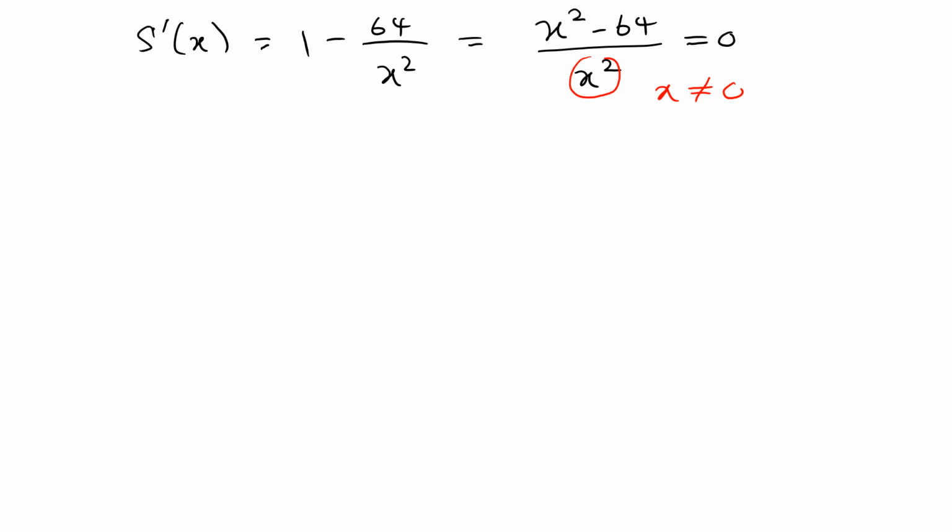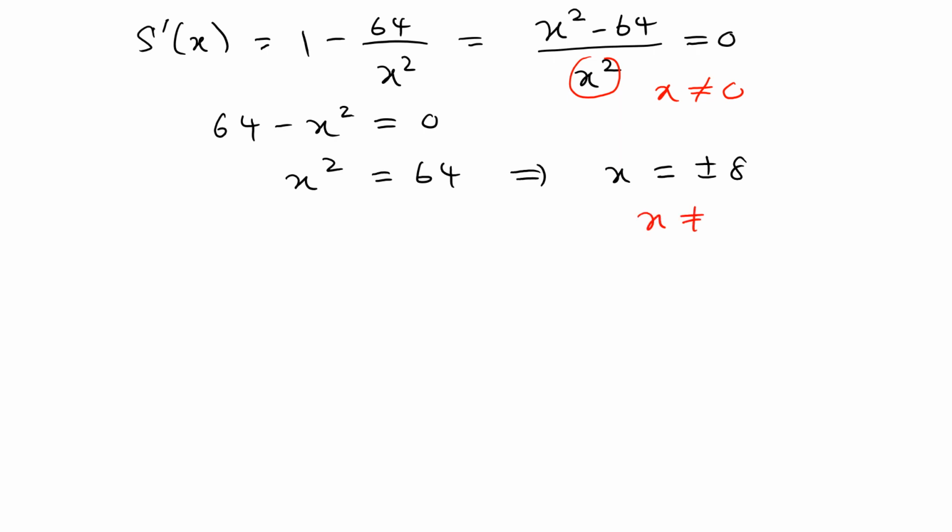So we set the top equal to 0. It is 64 minus x squared equal to 0, so x squared equals 64. In other words, x is equal to plus or minus 8. But x has to be positive, so it cannot be negative 8. The only solution from this is x equals 8. So the only critical point in the domain is x equal 8. It's a one critical point situation again.